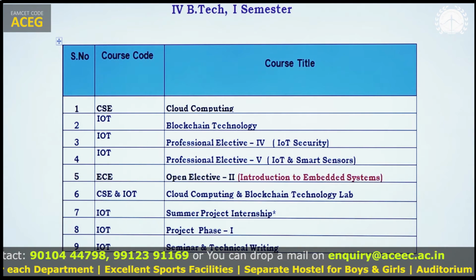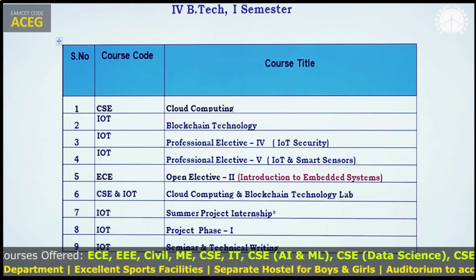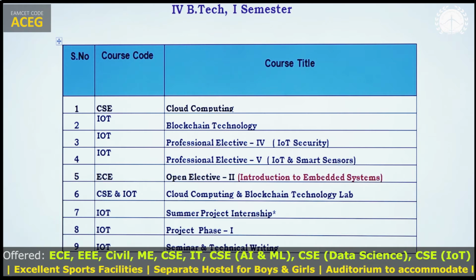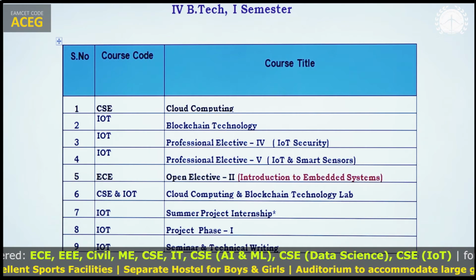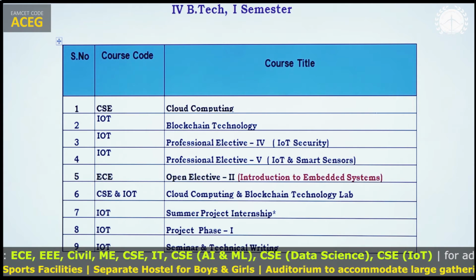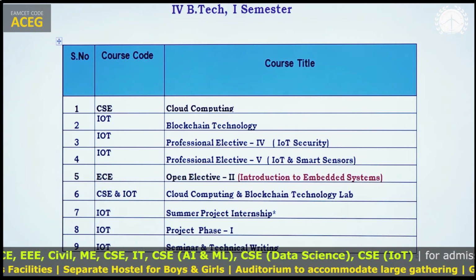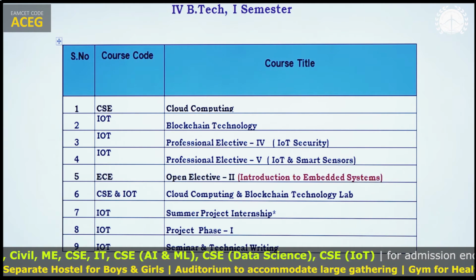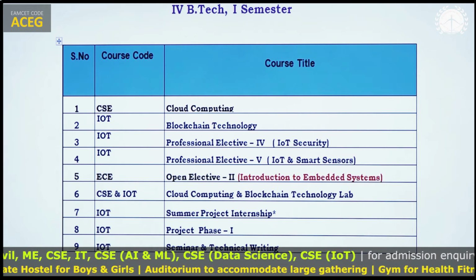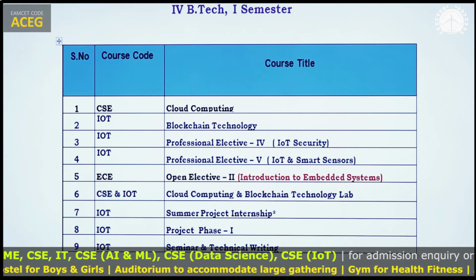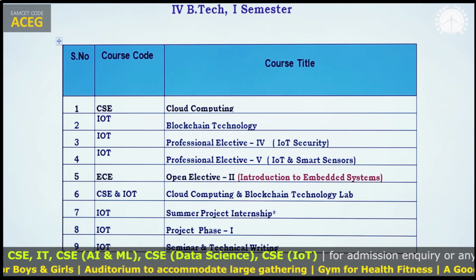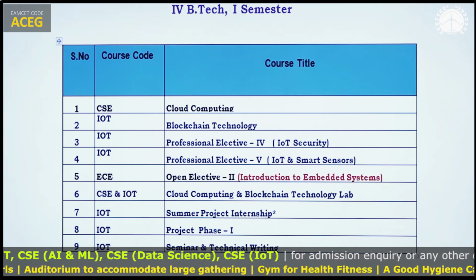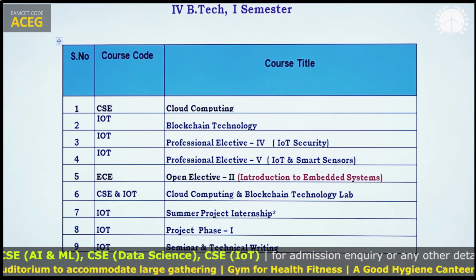Go to the 4/1 semester. One CS subject is cloud computing, and the others are IoT related subjects: blockchain technology, professional elective 4 IoT security, professional elective 5 IoT and smart sensors, and labs, cloud computing and blockchain technology lab here. The EC subject is open elective 2, introduction to embedded systems. Now we are offering a summer project internship to all the students. Our students start their project in the 4/1 semester itself.